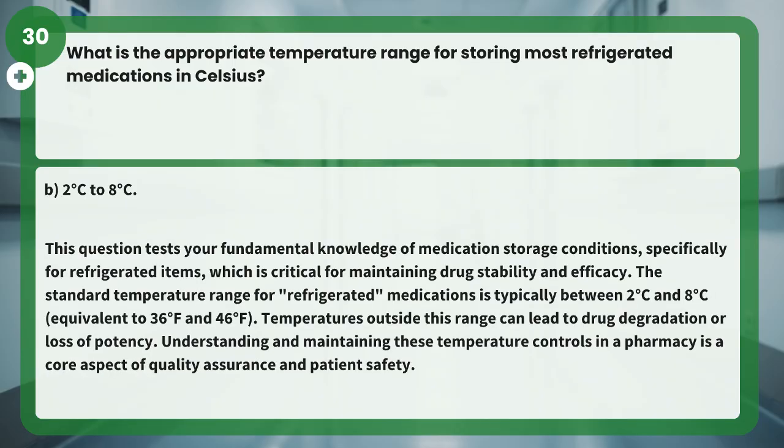Answer B. 2 degrees Celsius to 8 degrees Celsius. This question tests your fundamental knowledge of medication storage conditions, specifically for refrigerated items, which is critical for maintaining drug stability and efficacy. The standard temperature range for refrigerated medications is typically between 2 degrees Celsius and 8 degrees Celsius, equivalent to 36 degrees Fahrenheit and 46 degrees Fahrenheit. Temperatures outside this range can lead to drug degradation or loss of potency. Understanding and maintaining these temperature controls in a pharmacy is a core aspect of quality assurance and patient safety.